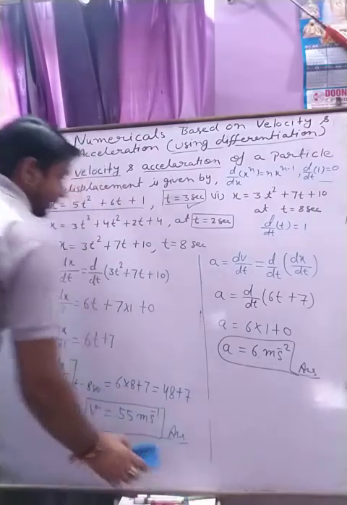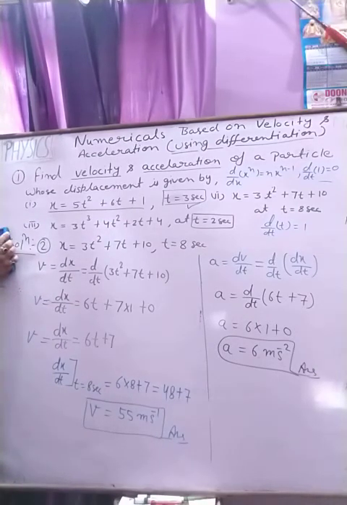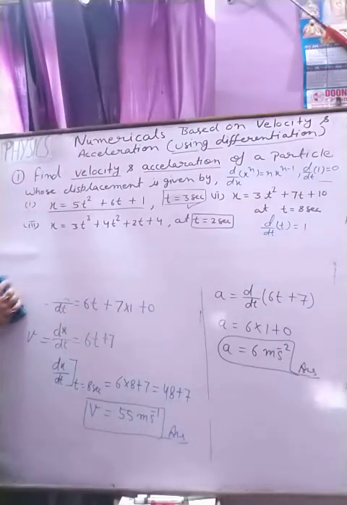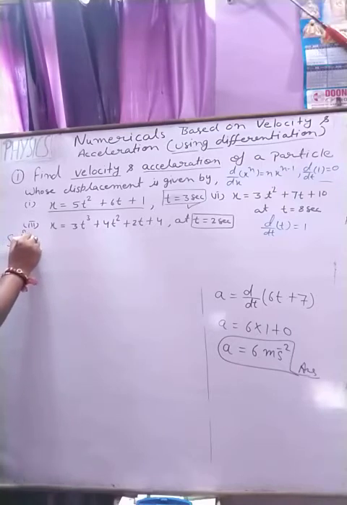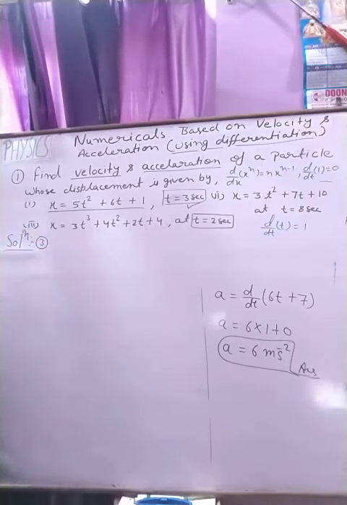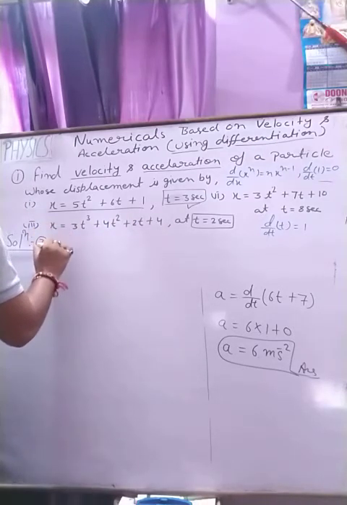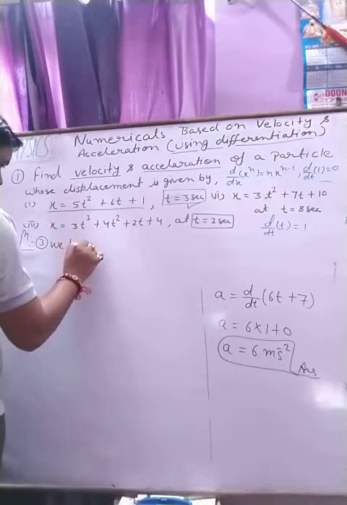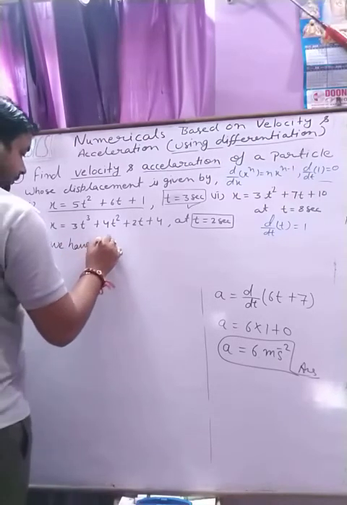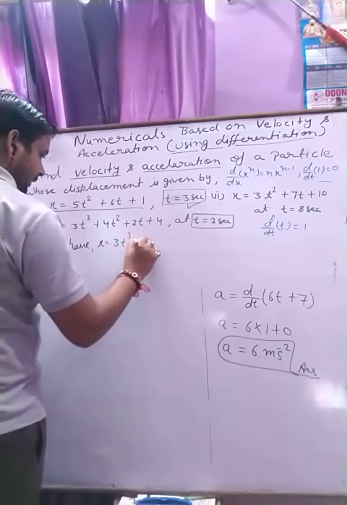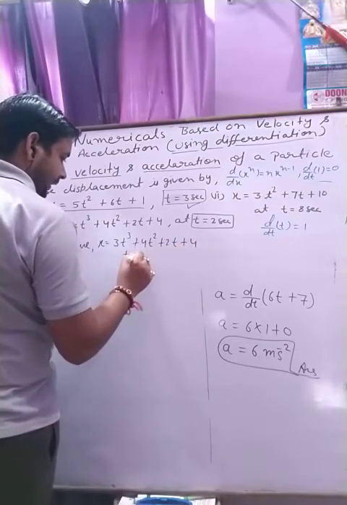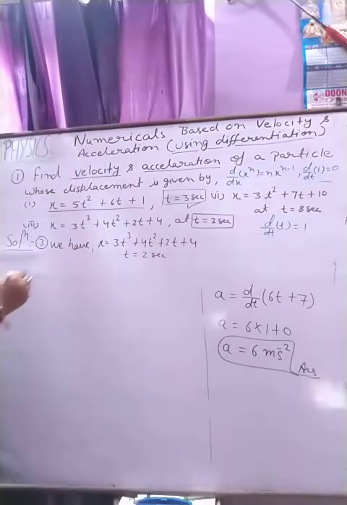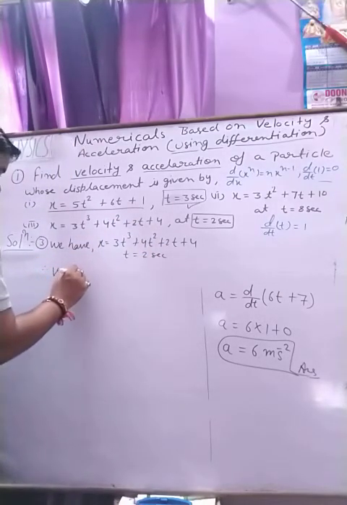Okay, now we solve the third question. Solution number 3, in which we have x is 3t cube 4t square 2t plus 4, and we need to calculate at t equal to 2 seconds. Therefore, velocity is dx over dt.